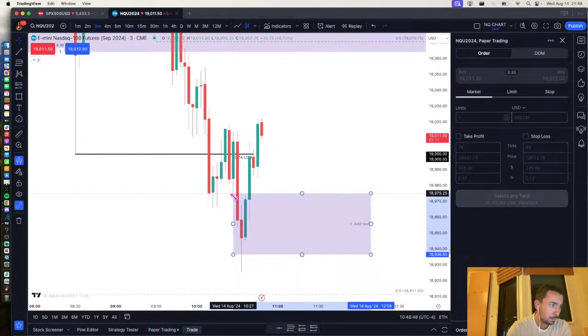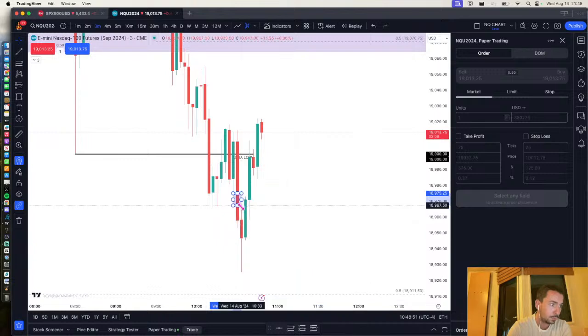So a fair value gap is the low of a candle to the high of the third candle in the leg. So 1, 2, 3. This gap is the fair value gap. We closed above it, and that's a signal to take a long.